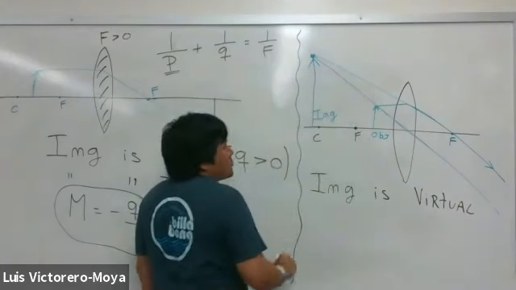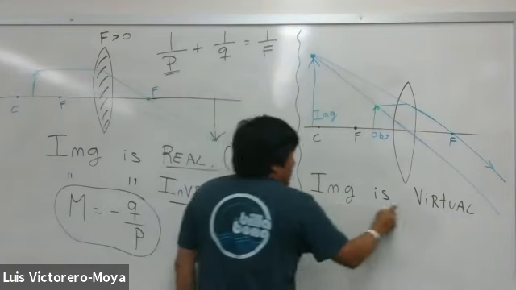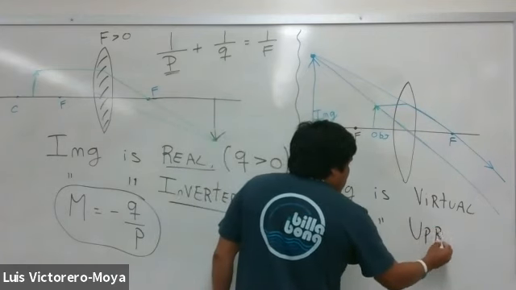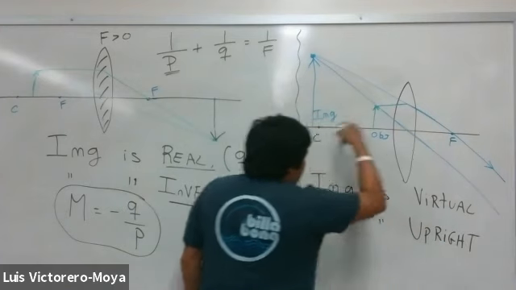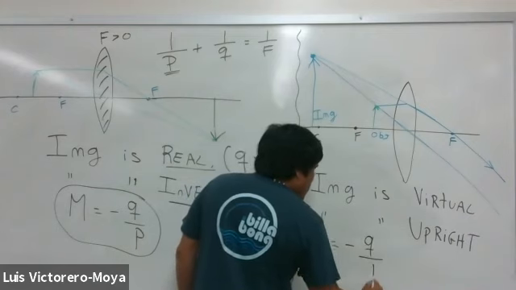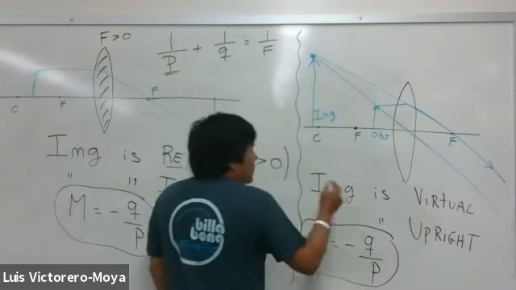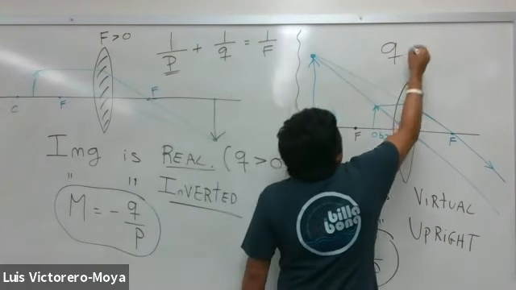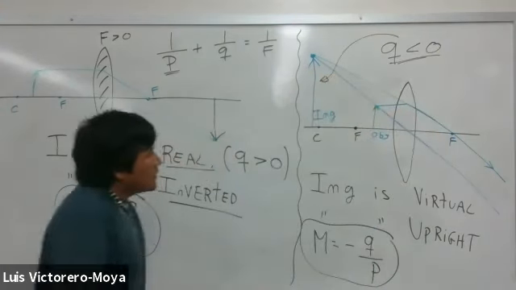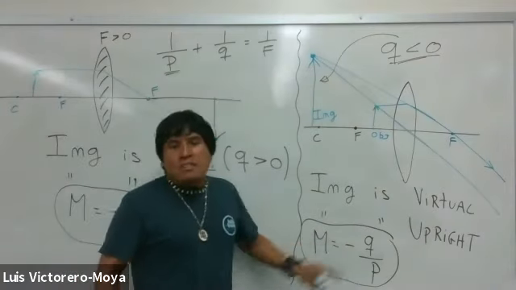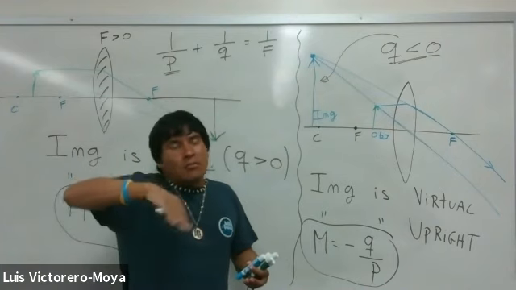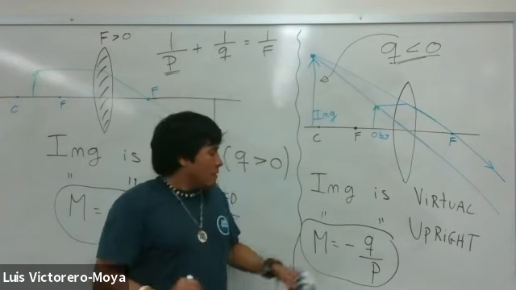You cannot put a screen here to see the image. That's tricky. So the image is virtual. The image is also upright, and clearly larger. So Q is less than 0 for this case. If Q is less than 0, then M is positive. Makes sense. M is negative when the image is inverted. If the image is upright, M is positive.